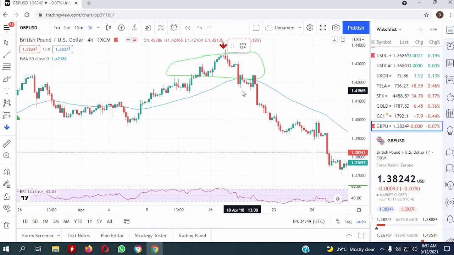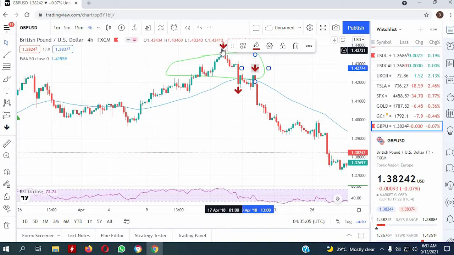Then the market created a lower low. Then the market created a lower high. So we have one high right here, then we have a lower high, and we have a lower low. So we're looking for one more lower low in order to confirm a bear trend or a seller's market.